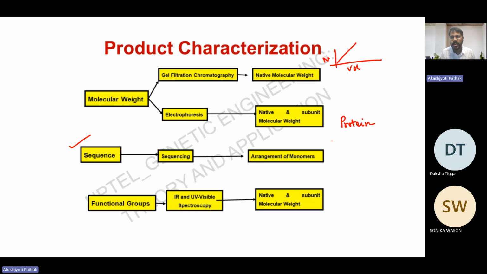So each protein has a unique amino acid sequence which can be utilized for analyzing our protein and characterizing the protein as well. Okay. So how can we characterize the protein based on its sequence?